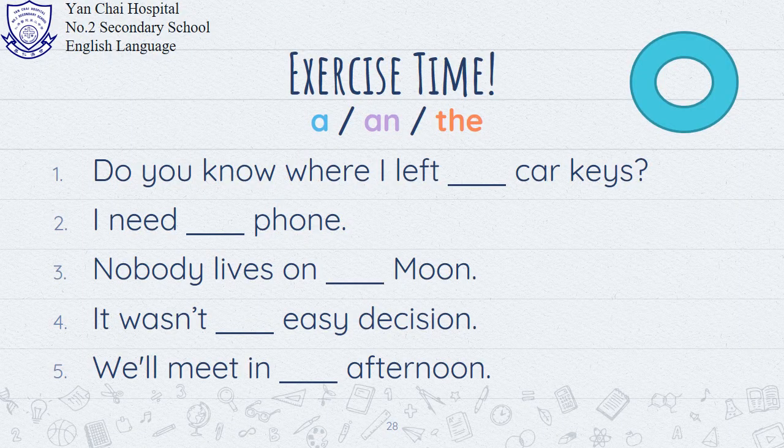Let's check the answer together. Number 1. Do you know where I left the car keys? Number 2. I need a phone. Number 3. Nobody lives on the moon. Number 4. It wasn't an easy decision. Number 5. We will meet in the afternoon.